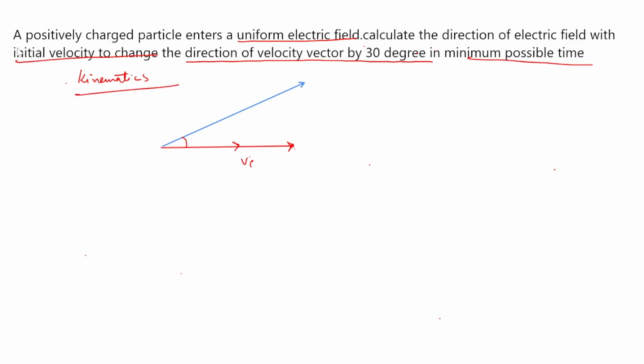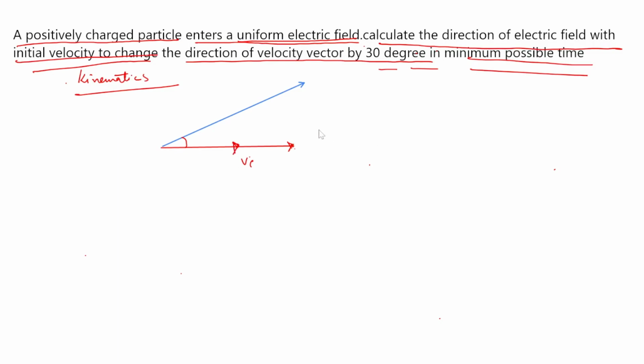We are told that a positively charged particle enters a uniform electric field, and we have to calculate the direction of the electric field with the initial velocity to change the direction of the velocity vector by 30 degrees in the minimum possible time. So let's break it. We have a particle which is moving with some initial velocity and is entering into an electric field.